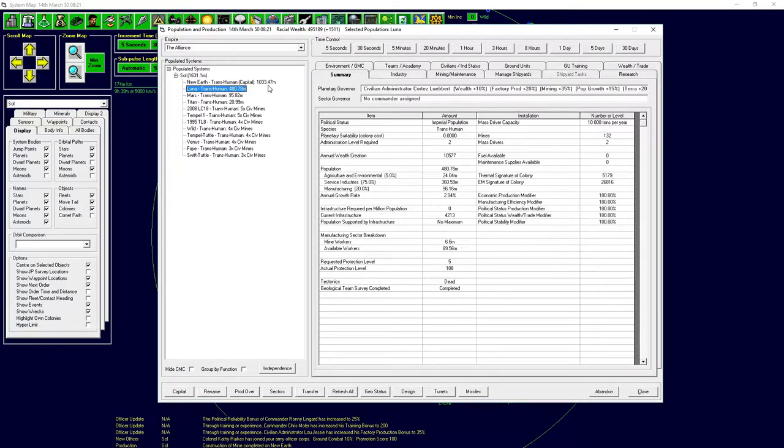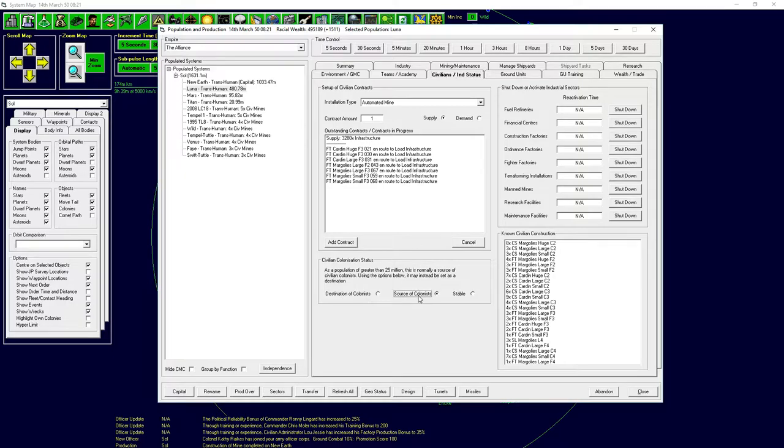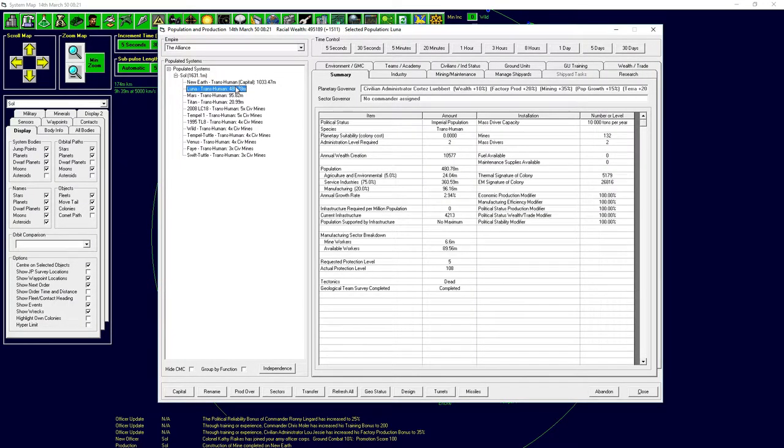Now, I don't want to decrease the population much more, and I think the moon has enough population to sustain itself right now. So I'm gonna put this as a source of colonists instead of a destination. That means people will not be shipping any more colonists to the moon from New Earth. They will actually ship people from the moon to Mars and Titan, just as they will still ship people from New Earth to Mars and Titan. But the moon has enough people.